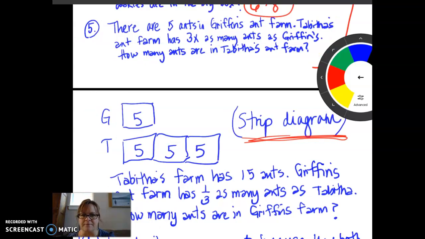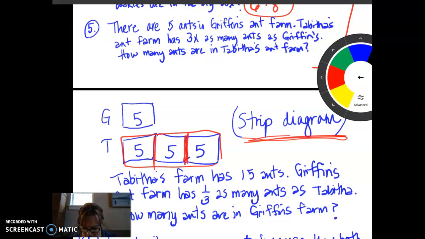So here we have Griffin's ant farm, and I don't know how I just moved that over. We have Griffin's ant farm, and he has 5 ants, and then this strip represents Tabitha's ant farm, and she has 3 times as many. So you can see that the strip, the visual representation or the math diagram, corresponds to the verbiage in this problem.